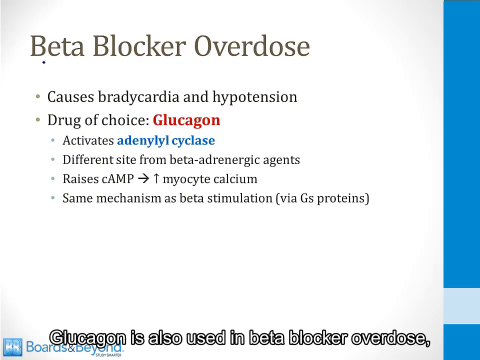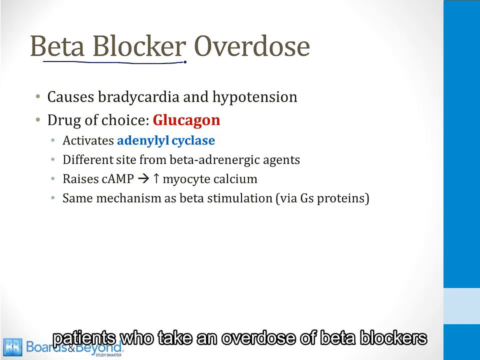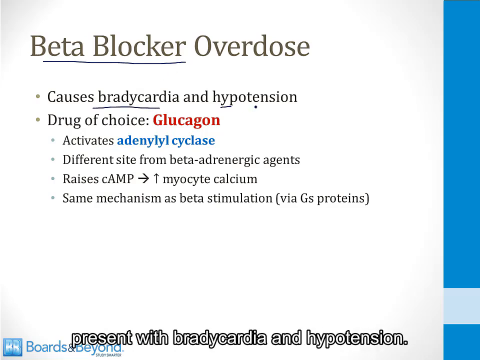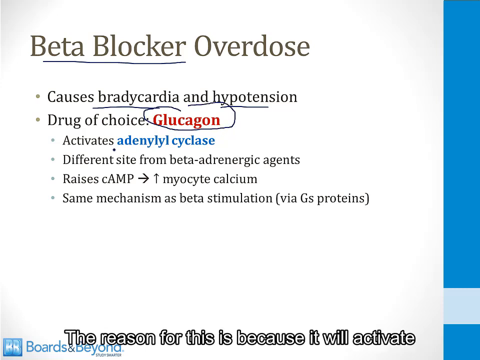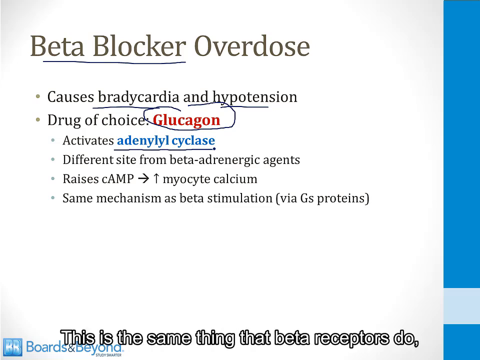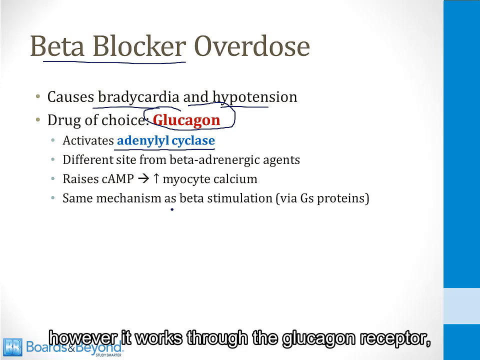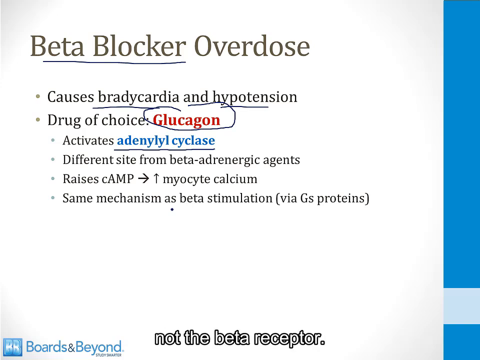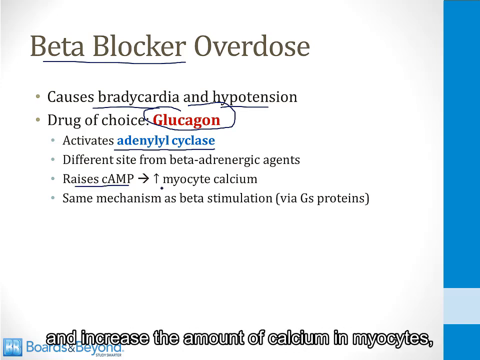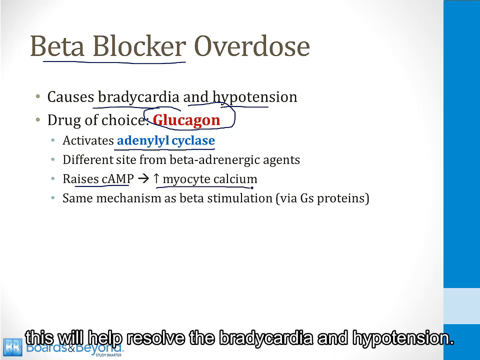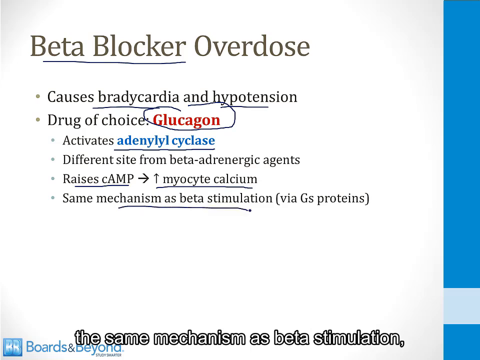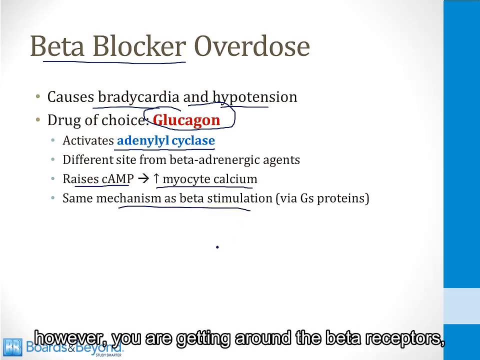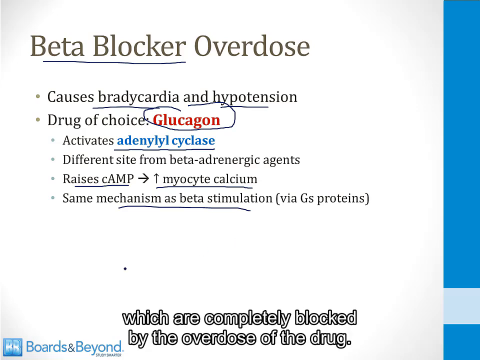Glucagon is also used in beta blocker overdose. Patients who take an overdose of beta blockers present with bradycardia and hypotension, and the drug of choice is glucagon. The reason for this is because it will activate adenyl cyclase. This is the same thing that beta receptors do. However, it works through the glucagon receptor, not the beta receptor. So it will increase cyclic AMP and increase the amount of calcium in myocytes. This will help resolve the bradycardia and hypotension. Essentially, you are activating myocytes via the same mechanism as beta stimulation. However, you are getting around the beta receptors, which are completely blocked by the overdose of the drug.